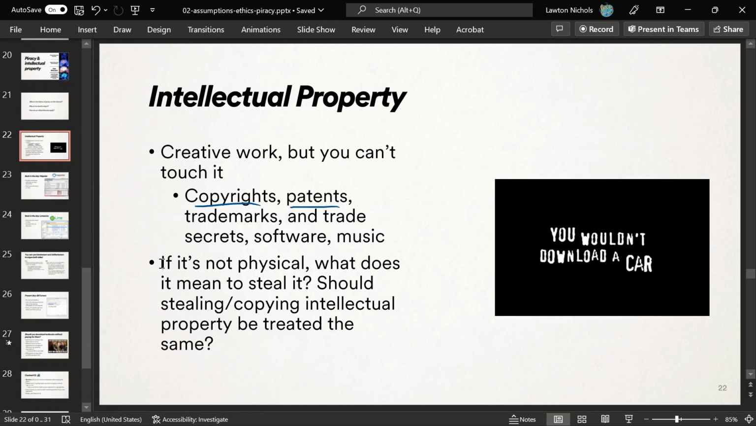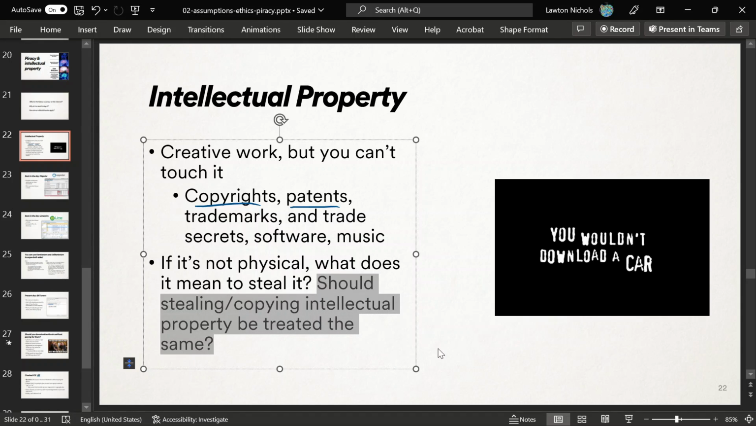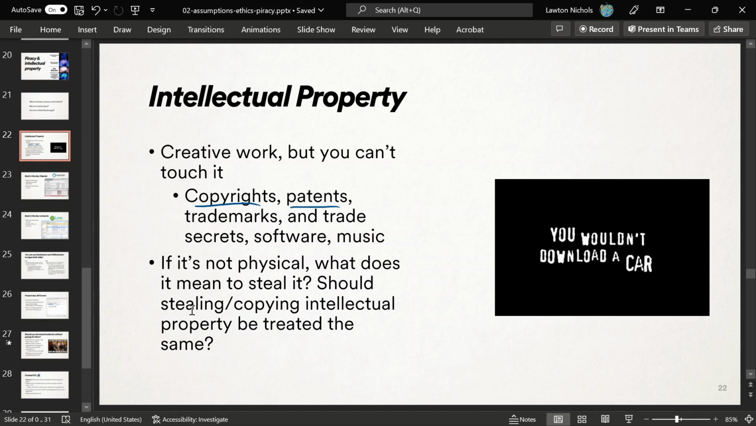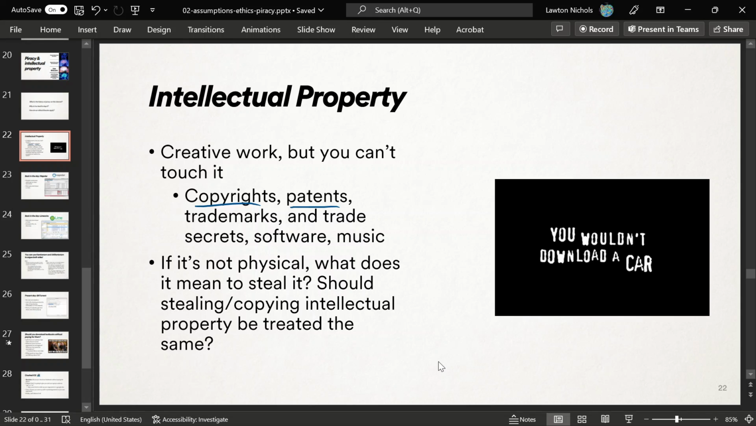And that brings us to a very interesting question regarding piracy of intellectual property. If this thing that you're stealing is not physical, what does it even mean to steal it in the first place? Should we be treating stealing or copying intellectual property, because usually stealing is copying it from somebody else, right? Should we be treating that the same as stealing something in real life? Because in real life, if you steal a bag of money from the bank, then the bank does not have that bag of money anymore, right? That's a bit of a problem. They're going to come after you for that.